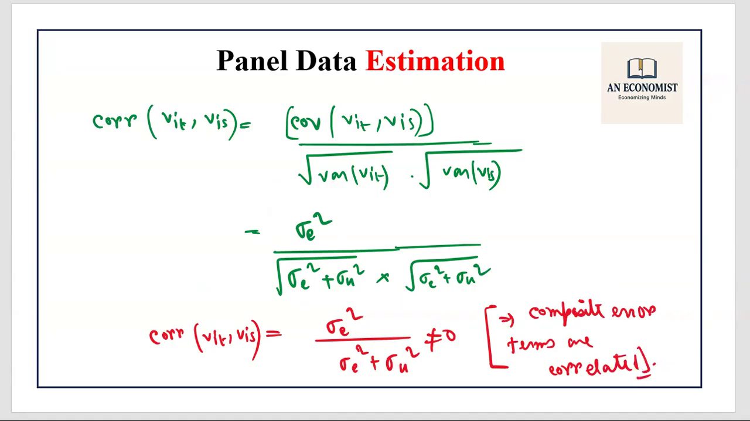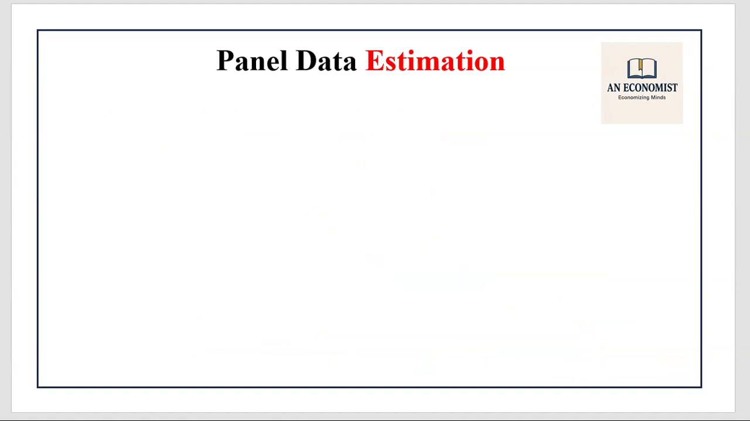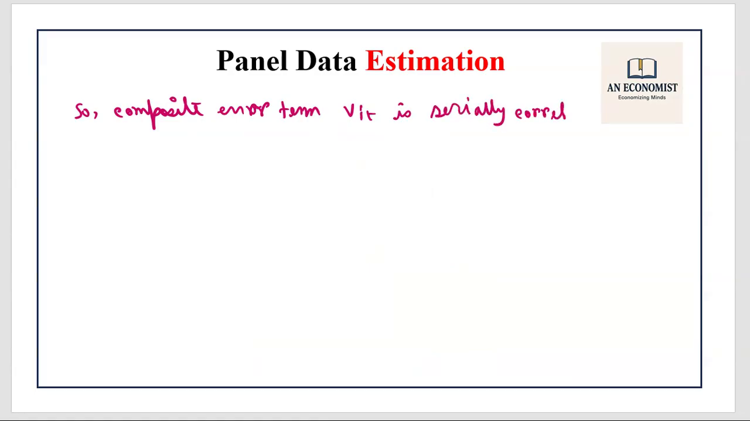Now, if the composite error terms are serially correlated, then we cannot use the usual methods of estimation. You cannot use the pooled OLS here or any other usual estimation method. So you have to use some transformations. Basically, let me write: the composite error term, v_it, is serially correlated.